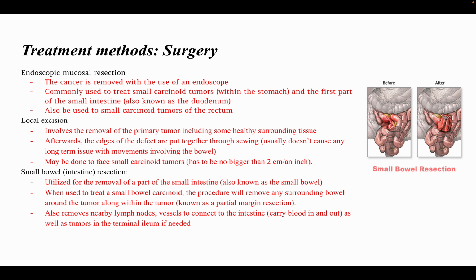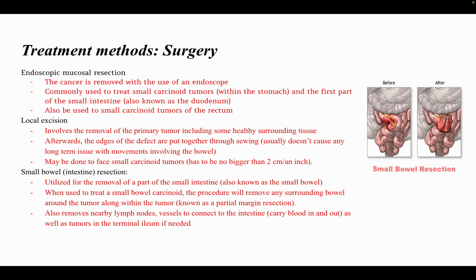Now, let's go over the treatment methods involving surgery. First we have endoscopic mucosal resection. In this particular resection, the cancer is removed with the use of an endoscope. It is also commonly used to treat small carcinoid tumors within the stomach and the first part of the small intestine, known as the duodenum. And it can also be used to treat small carcinoid tumors of the rectum.